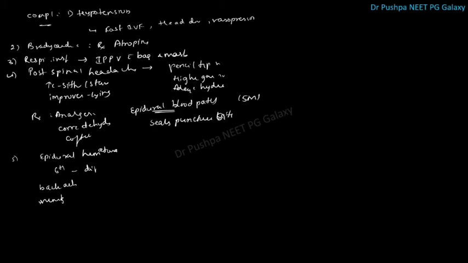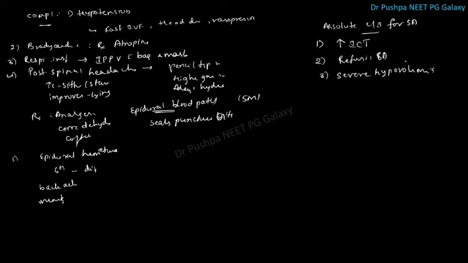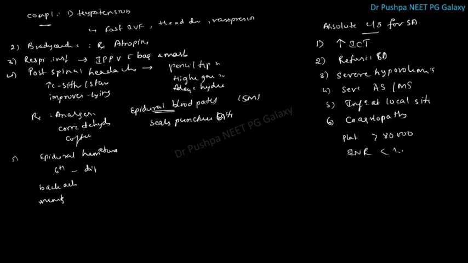So what are the absolute contraindications for spinal anesthesia? Anything that causes raised intracranial tension. And if patient is refusing for spinal anesthesia, this is also absolute contraindication. And severe hypovolemia. And if patient is having severe aortic stenosis or mitral stenosis, and if there is infection at local site, we should not give spinal anesthesia. And coagulopathy. So if we are giving spinal anesthesia, the patient platelet should be more than 80,000 and INR should be less than 1.5.